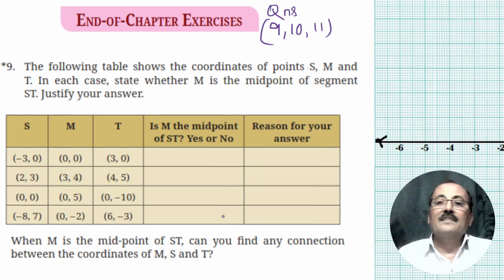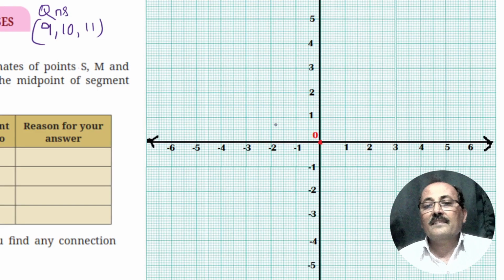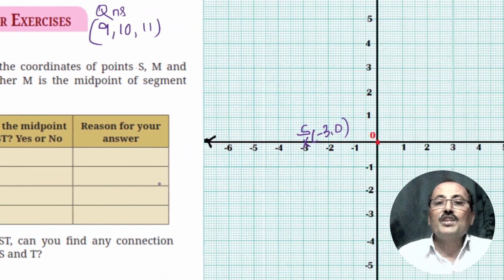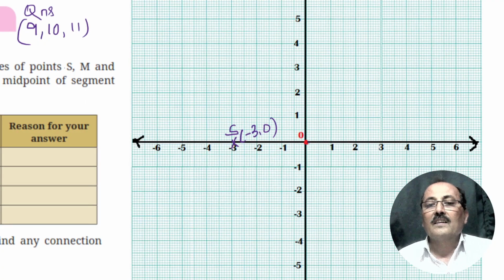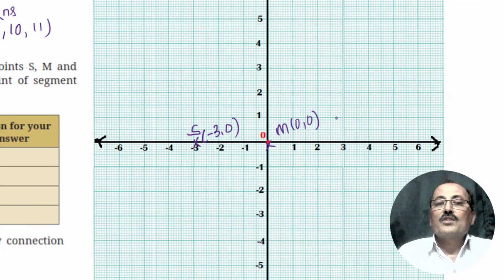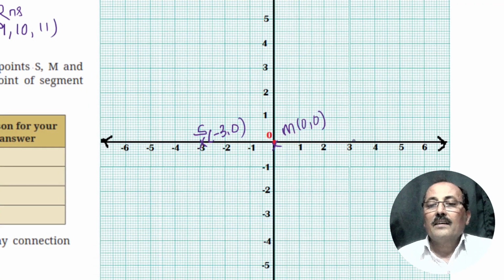First, S is minus 3 comma 0. Here it is, S minus 3 comma 0 is this one. So the point is S. Okay, next one, M 0 comma 0. Yes, it is the origin. Then T is 3 comma 0. 3 comma 0 means on the positive side of the x-axis. So it is T 3 comma 0. Okay, y is 0, x is 3.